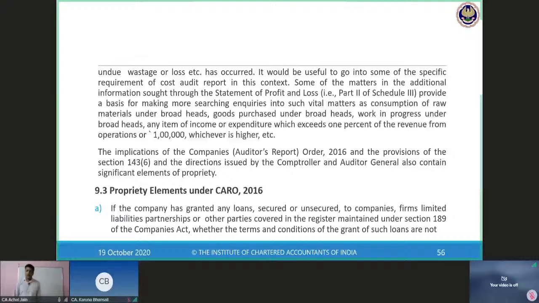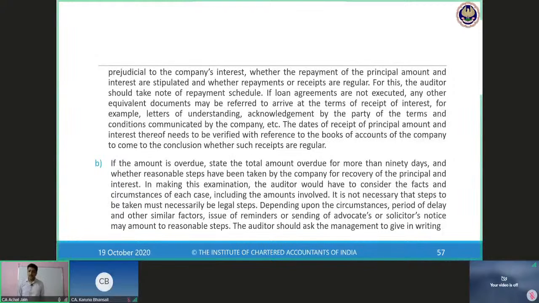So first one, if the company has granted any loans, secured or unsecured, to companies, firms, limited liability partnerships or other parties which are covered under section 189 of the Companies Act. In such a case, whether the terms and conditions of the grant of such loans are not prejudicial to the company's interest, whether the repayment of the principal amount and the interest are stipulated, and whether the repayments or receipts are regular.